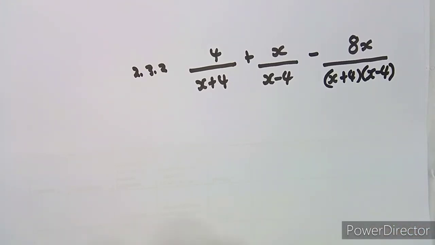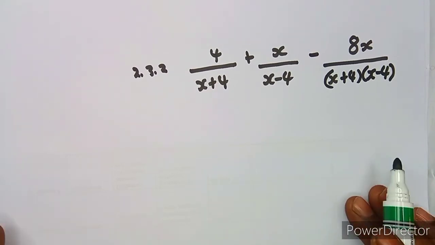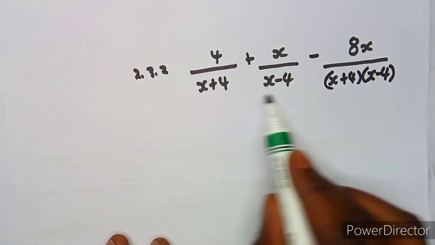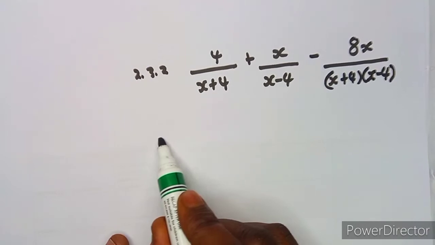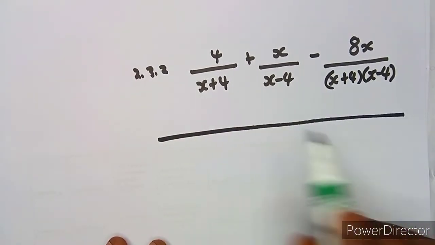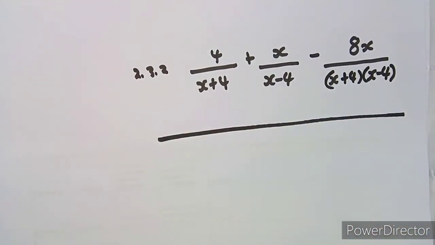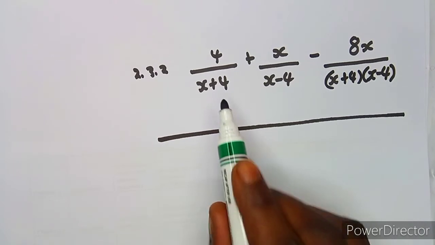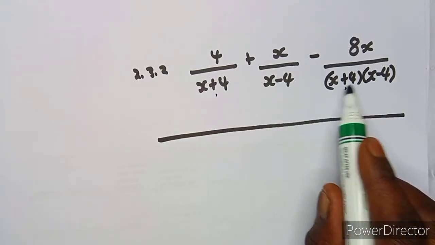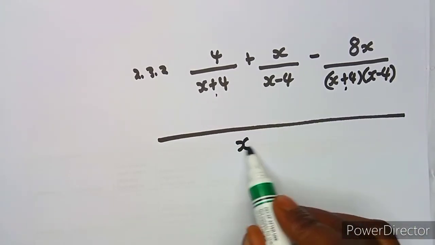So this is what you're going to do, guys. You are adding and subtracting at the same time. So you find the LCD of everything, which is the LCM of all these denominators. Just like what we did previously, we calculated the LCM. You take everything. As you can see, x plus 4 is repeating here, so you just take it once.